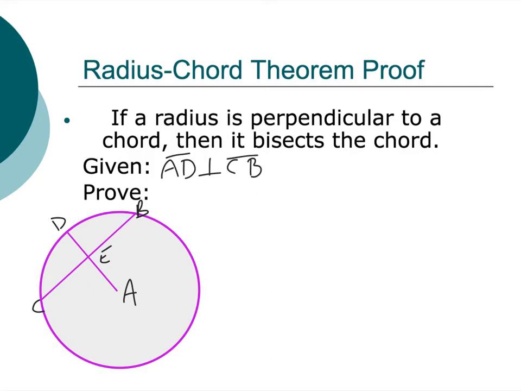Then it bisects the chord. So I want to prove that AD bisects CB. Okay, so let's think back.